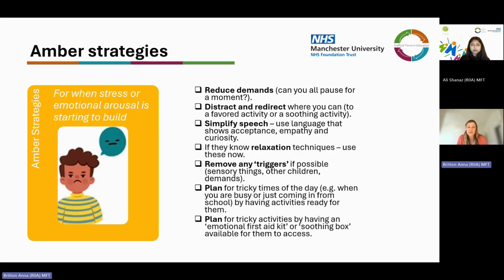Planning in advance, this is a secret weapon really, but it's difficult as well at the same time. But planning for those tricky times of the day or those tricky situations that you know young people struggle with, and thinking ahead to what you can put in place and have ready for those times. For instance, having an emotional first aid kit or a self-soothe box can be really helpful as well.